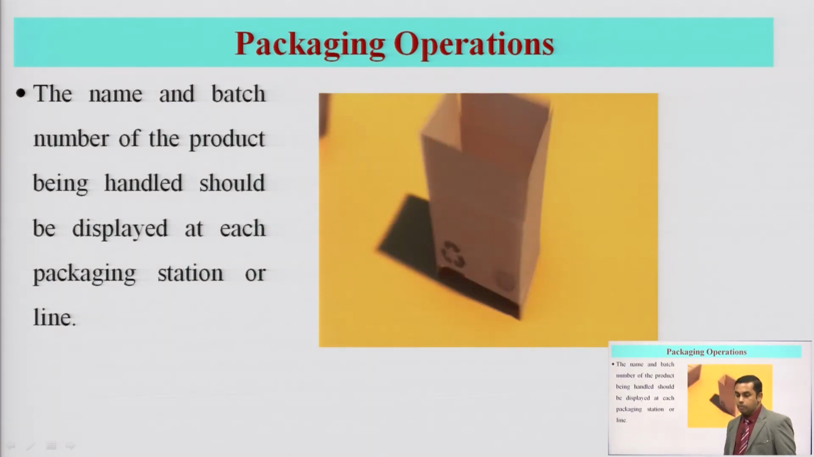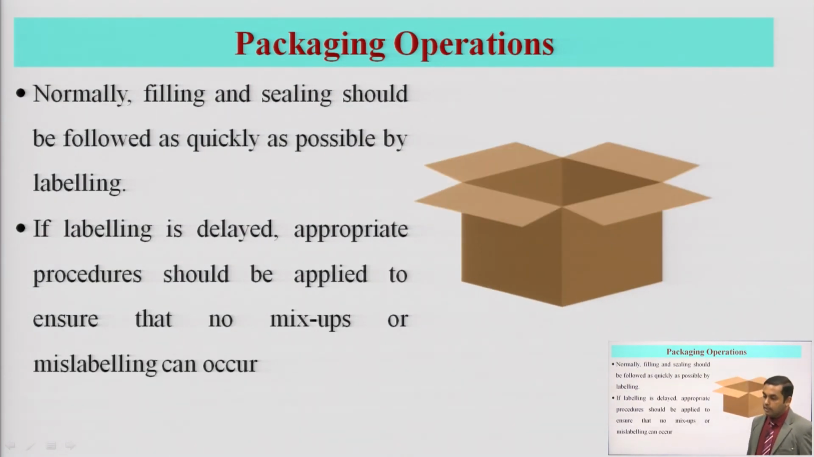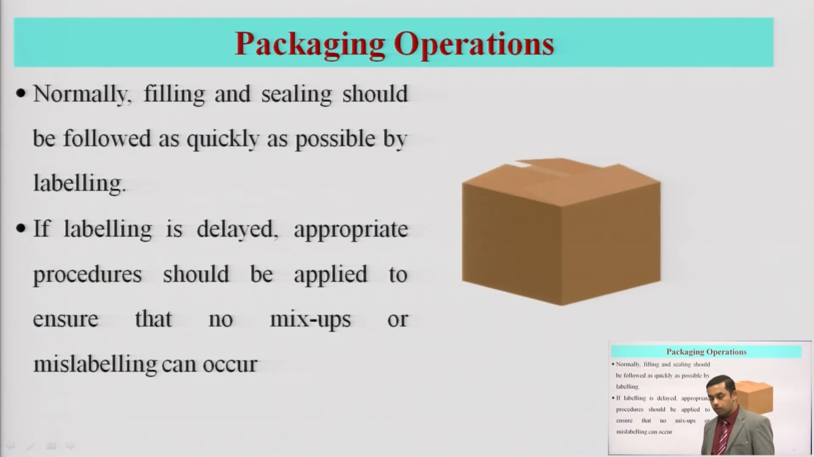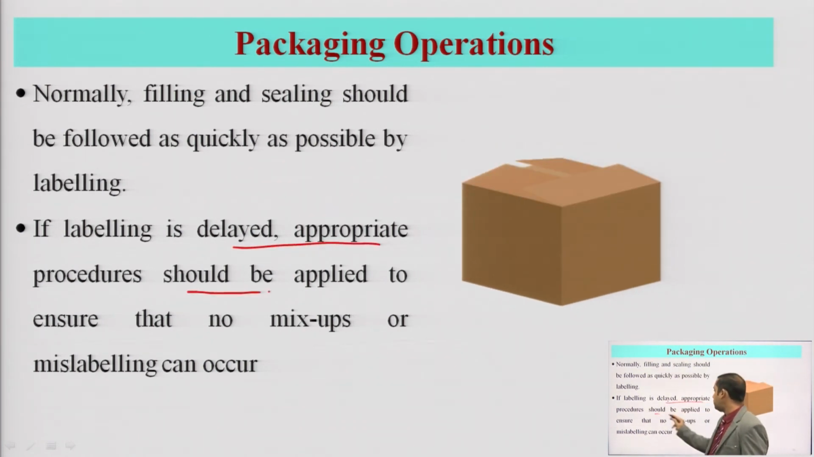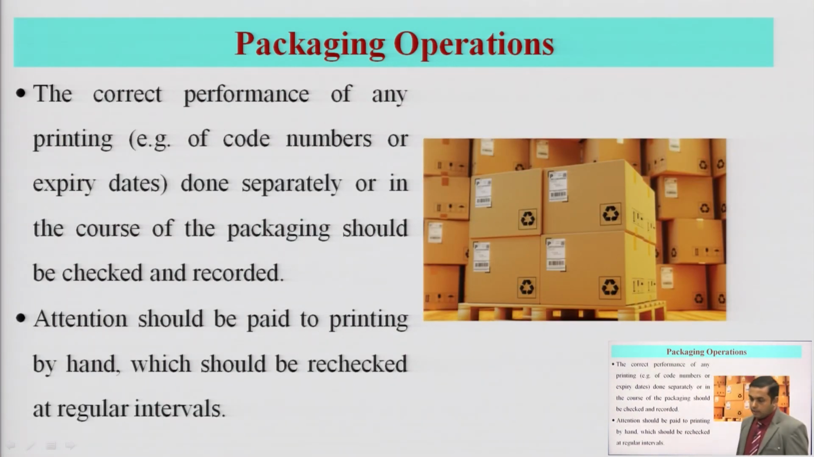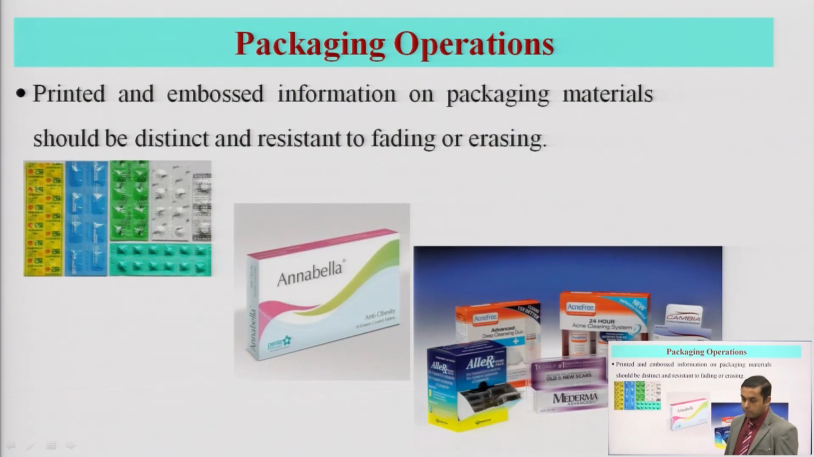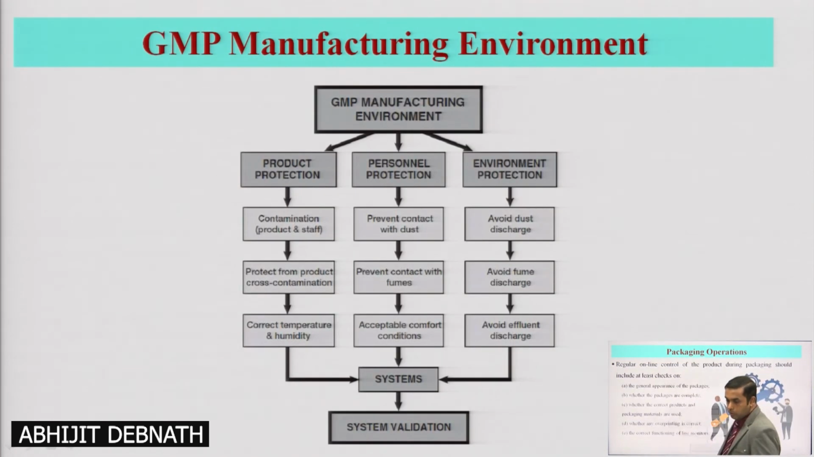The name and batch number and other things should also be displayed and recorded, and normally filling and sealing should be followed as quickly as possible by labeling. If labeling is not done promptly, an appropriate procedure should be applied to ensure no mix-up and mislabeling. After completion of all those processes, the correct performance of any printing should be checked, and attention should be given to printing by hand. Here you can see the primary, the secondary, and the tertiary packaging with the printing. You should maintain all those things.